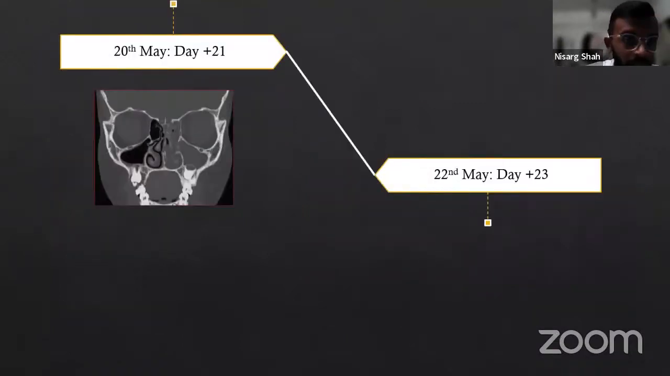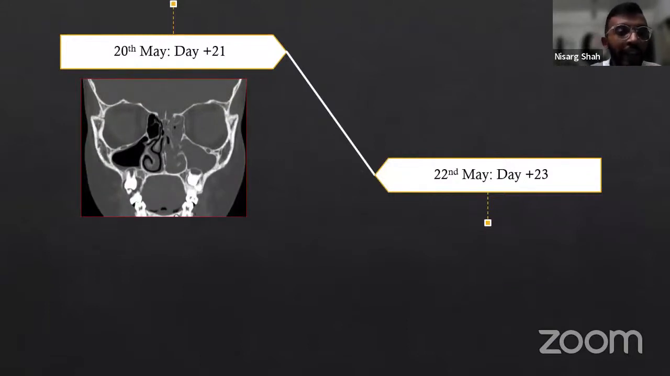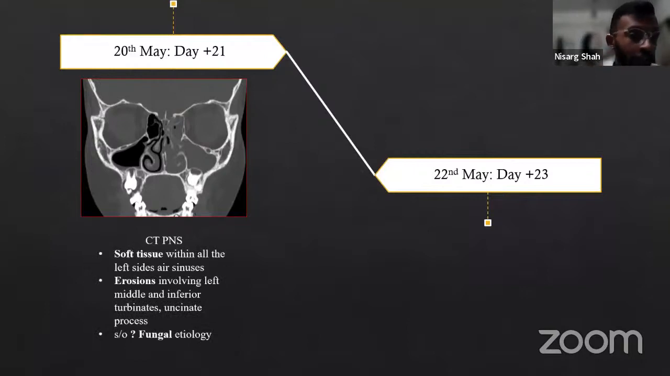Now on day 21, because we did not have any tissue diagnosis, and we are always desperate to get tissue diagnosis for any suspected infection, especially when it is fungal etiology, we did the CT paranasal sinuses, which also showed soft tissue within all left-sided paranasal sinuses, and there were bony erosions involving the left middle and inferior turbinates as well as the uncinate process, which again made us suspect fungal etiology more.